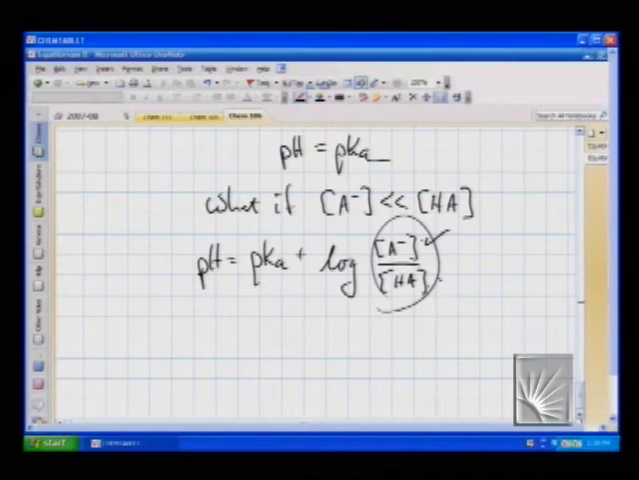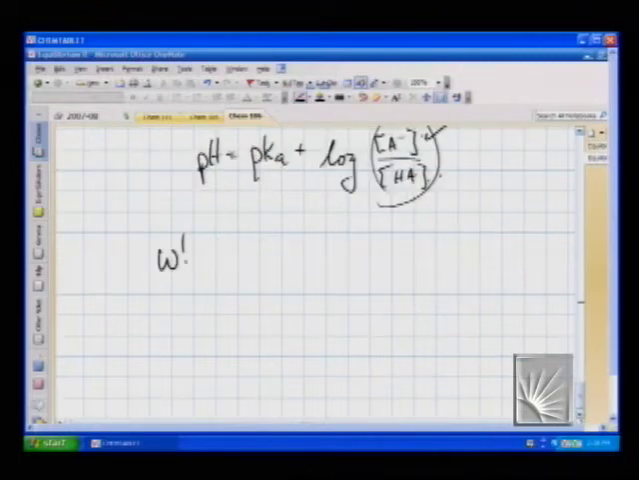What if A minus is greater than HA? What's going to happen to the pH? Is it going to be greater than, less than, or equal to pKa? It has to be greater than. If they're equal to each other, the pH is actually equal to the pKa. All right, try this.